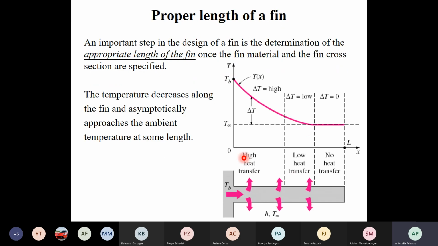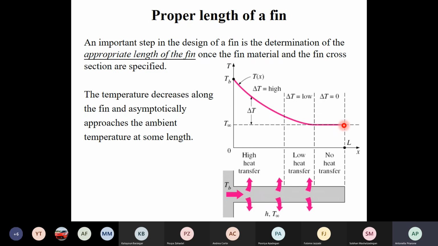The last slide is how to select the proper length of the fin. We know that along the length of the fin, the temperature decreases. For example, if I assume that the base of the fin has a temperature bigger than the temperature of the fluid, the temperature decreases along the length of the fin, but I arrive at a length for which the delta T between the temperature of the fin and the temperature of the fluid is low.